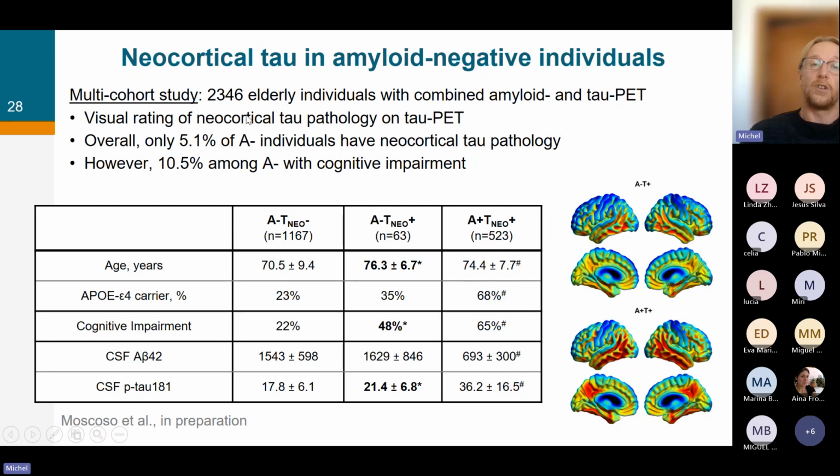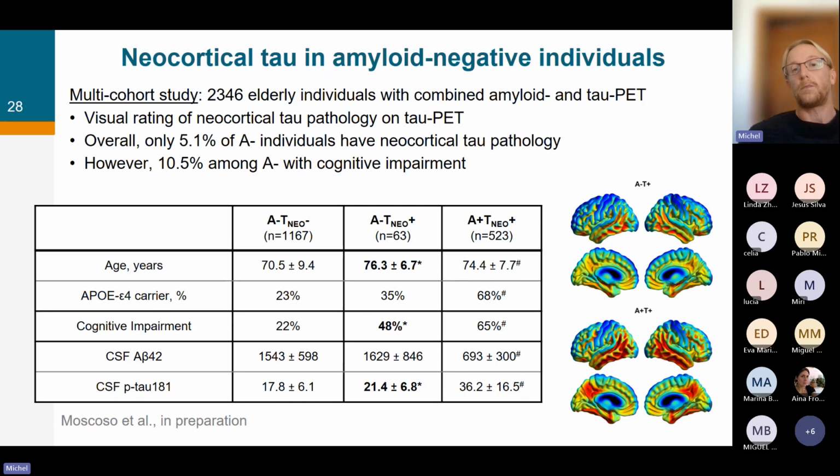And we used this visual rating scale for detecting neocortical tau pathology in tau PET. So yes, all of these almost 2,500 tau PET scans have been visually rated, manually rated by my colleague Alexis Moscoso for the presence of neocortical tau pathology. And here, the bottom line finding is that indeed it is a relatively rare finding. So only 5% of the amyloid negative individuals have neocortical tau pathology. However, among those with cognitive impairment, this proportion was considerably higher.